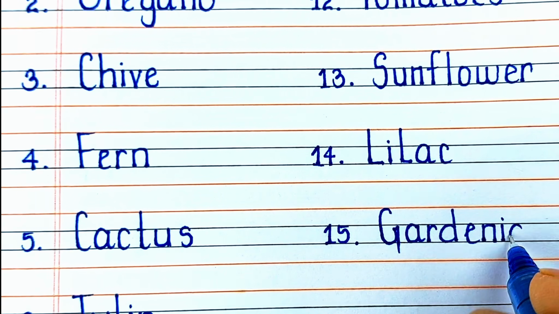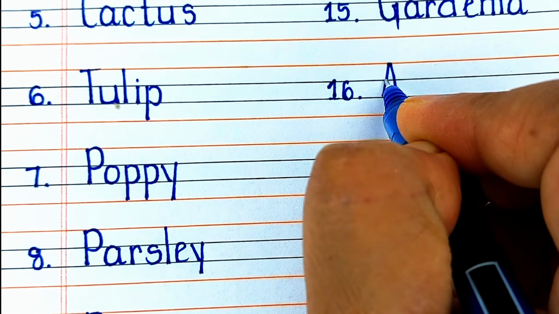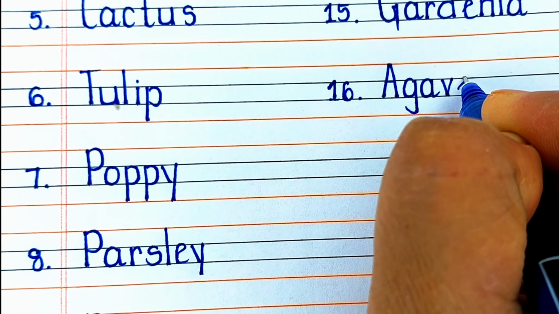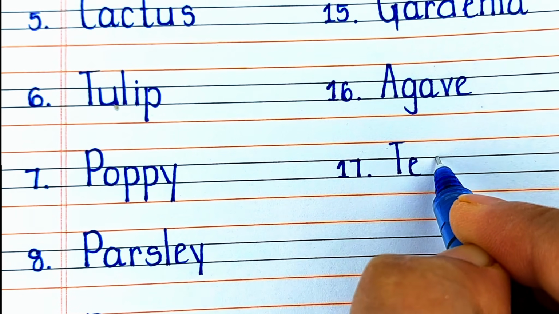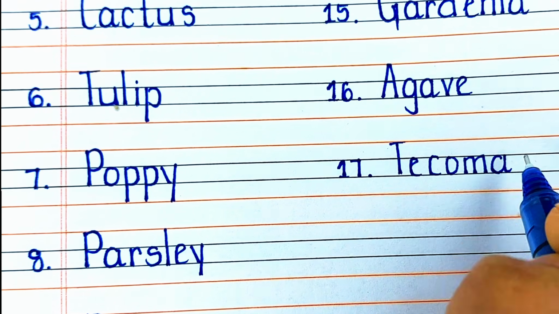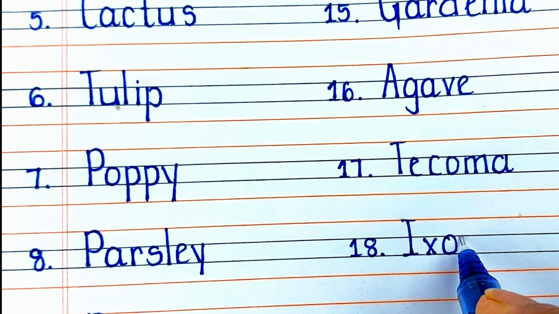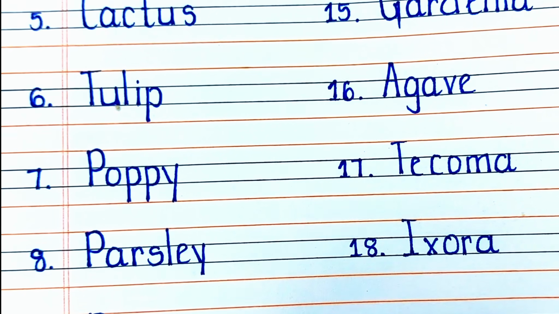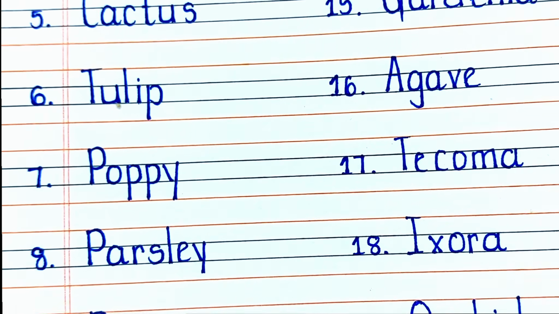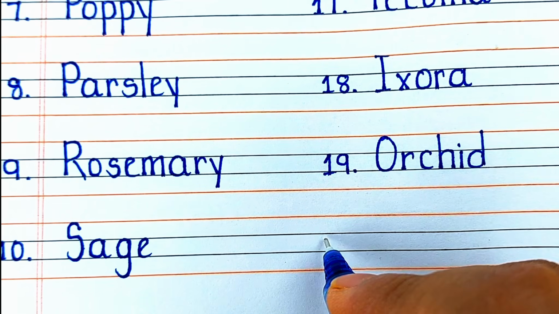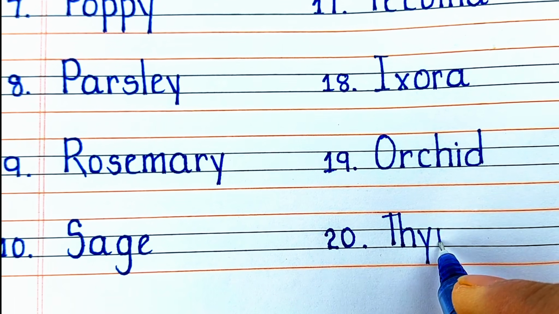Next is gardenia plant. Next, agave plant. Next, tecoma. Next is ixora plant. Next is orchid plant. Last one, and on number 20 we have thyme.